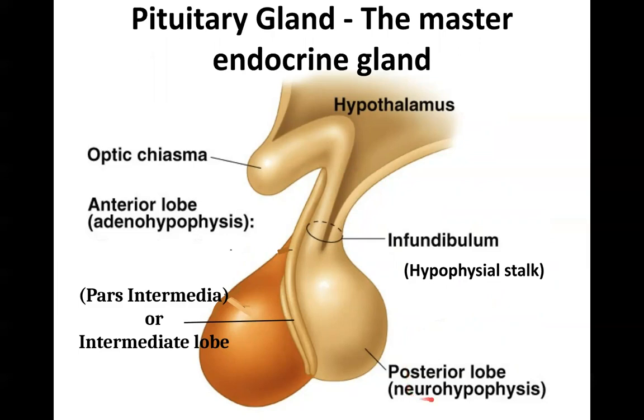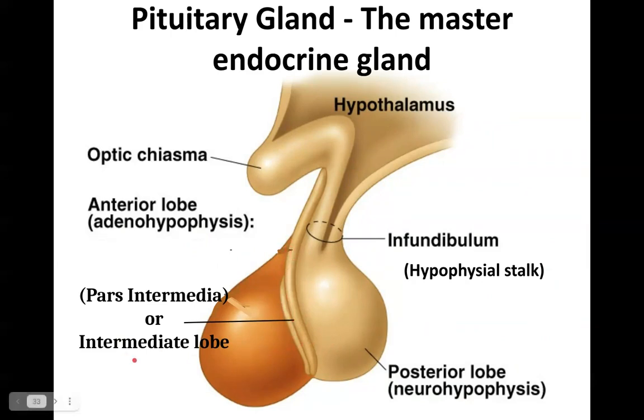Now, neurohypophysis is part nervous and part endocrine. So this is one part of the endocrine system which is part nervous and part endocrine. Therefore, neuro. And the anterior part is called adeno. So this is an adenohypophysis, neurohypophysis, and the middle lobe is called the intermediate lobe.